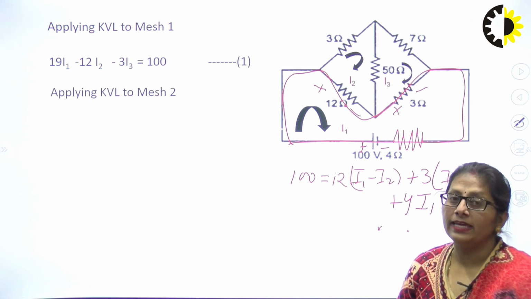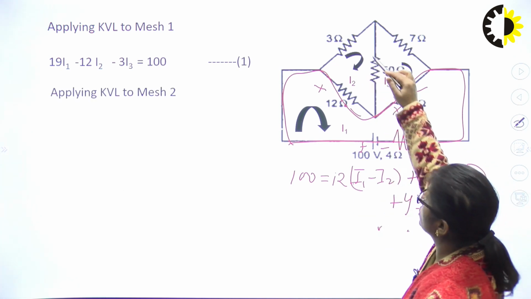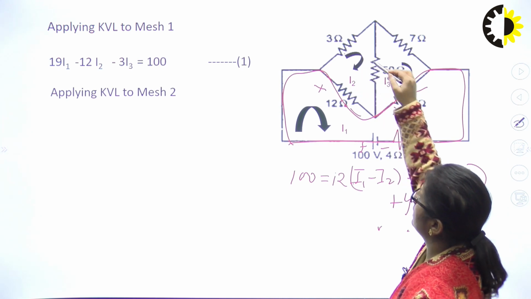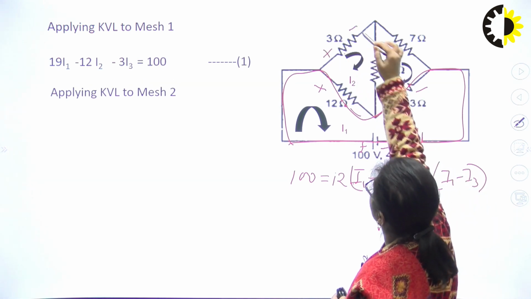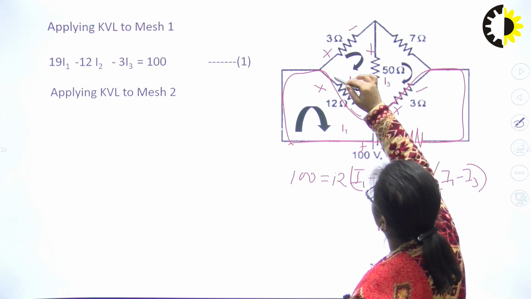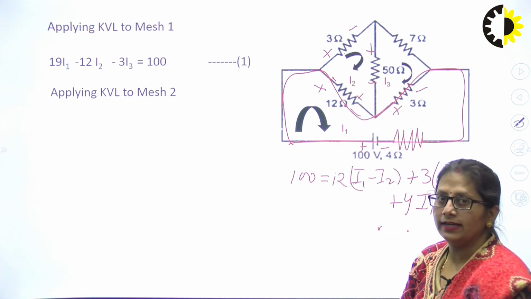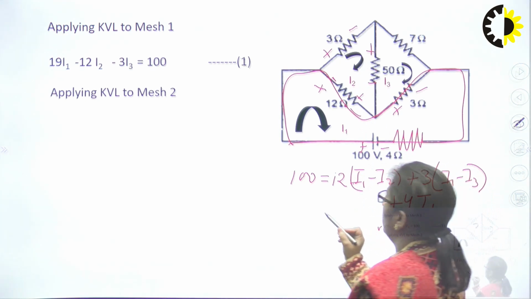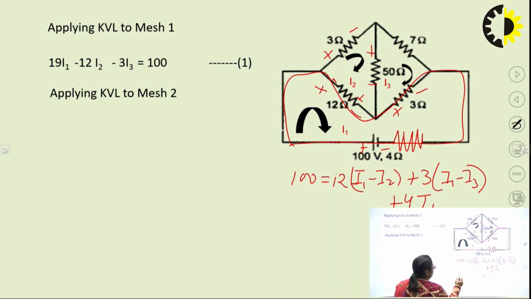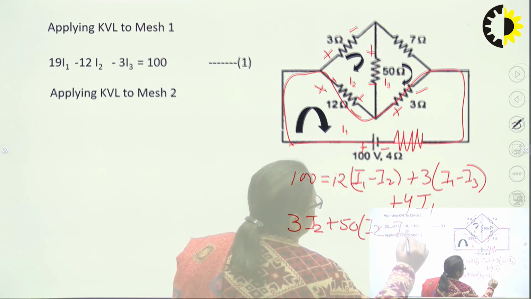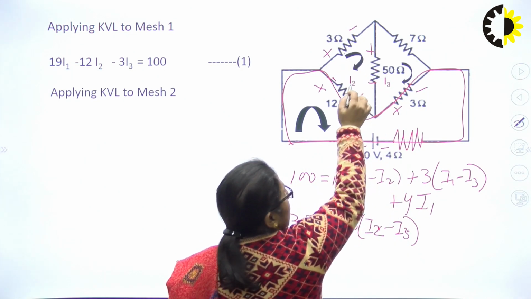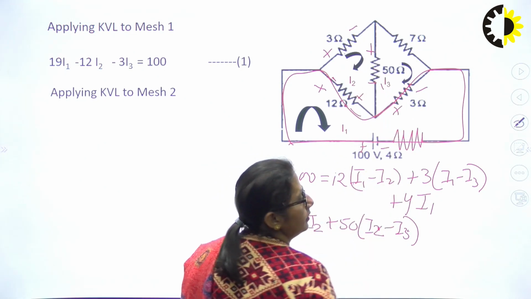Once again, applying KVL to mesh 2. In this mesh, how many elements? This, and this. Once again, positive, negative, positive, negative, positive, negative. All of these are drops. Writing the KVL equation, I am starting with 3. So it is 3. The current in 3 ohms is only I2. Am I correct? Then plus 50. The current in 50 ohms is in between 2 meshes. I2 minus I3 because the directions are opposite. One is moving downward, another is moving upward.